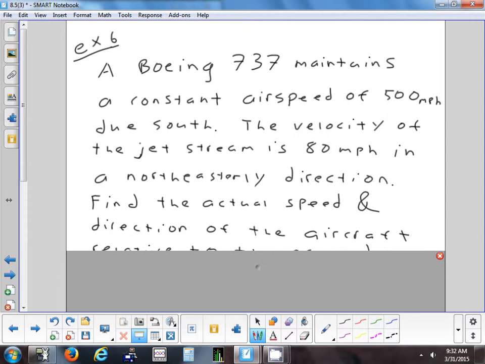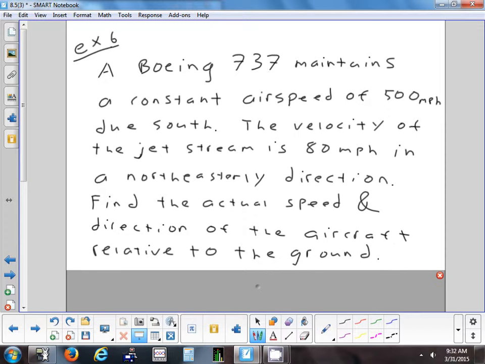I want to find the actual speed and direction of the plane relative to the ground. Right, so what we'll do is we'll make a picture, and let's just try to figure out if the jet stream is helping the plane or is it hurting the plane. All right, if it's a headwind, it means it's flying into it, it's slowing it down.